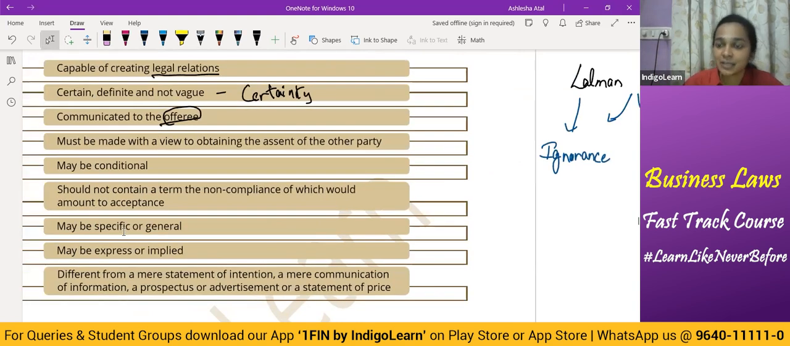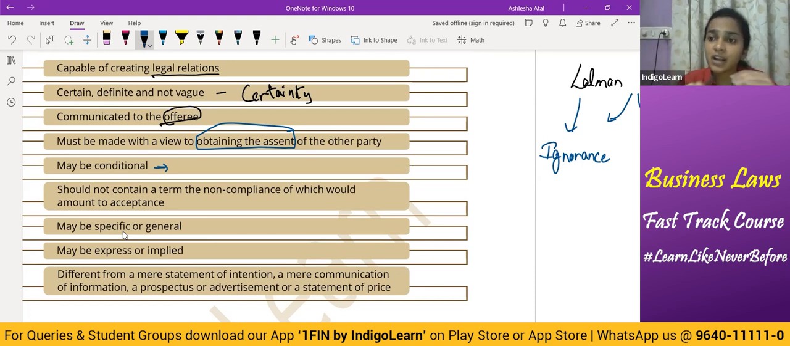The other essential element of the offer is that it must be made with an intention of obtaining the assent. This is directly from the definition. If a person is only expressing willingness, it will not bring an offer into existence. There has to be an intention of obtaining the consent, the assent, of the other party. The other element is that an offer may be conditional. Conditional meaning that there could be some conditions imposed, such as the payment having to be in a certain form, or the acceptance being communicated by, say, a telephone call or a WhatsApp message.